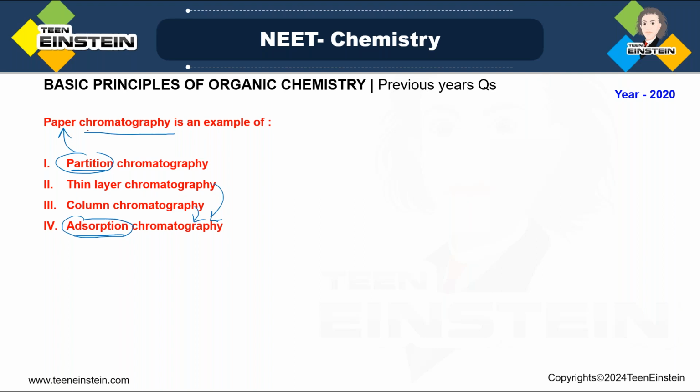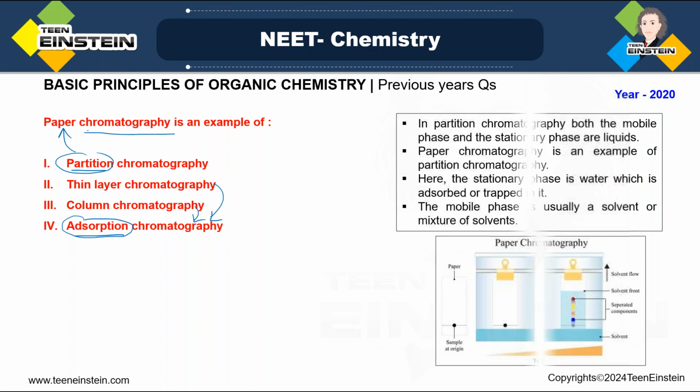Under partition we have paper chromatography. Now what is the difference between these two? In partition chromatography, the mobile phase and the stationary phase are both liquids, but that is not the case in adsorption. Here the mobile phase is liquid, the stationary phase is not liquid. But in paper chromatography both are liquid. Though at first glance it seems that on the paper we are giving the spot, so the stationary phase must be the paper itself. But that is not the case. There are some water molecules already present in this paper which act as the stationary phase. So paper chromatography is an example of partition chromatography.